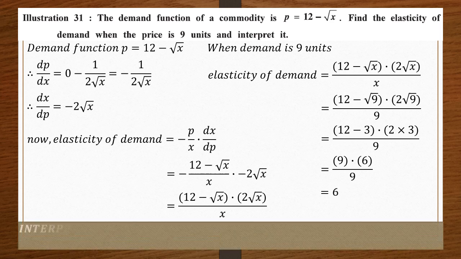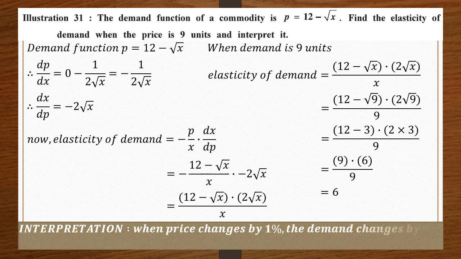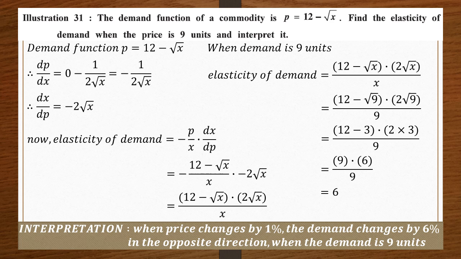So your statement here, to interpret it: when the price changes by 1%, the demand changes by 6% in the opposite direction when the demand is 9 units. So when you demand 9 units and the price is changed by 1%, the demand will change by 6%. That means the demand changes more than the change in the price.